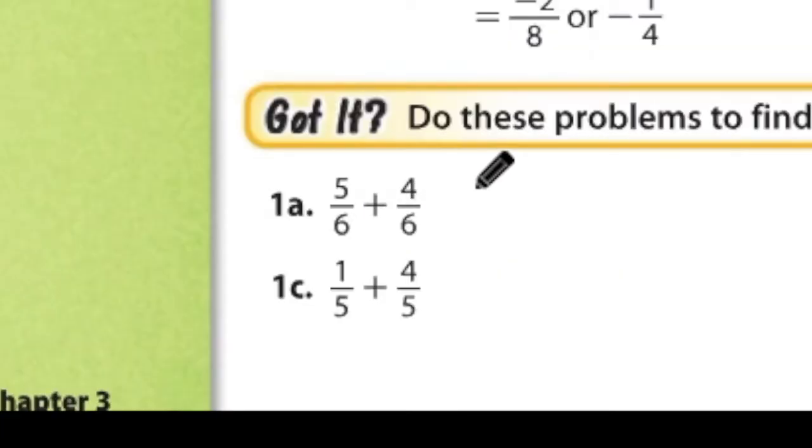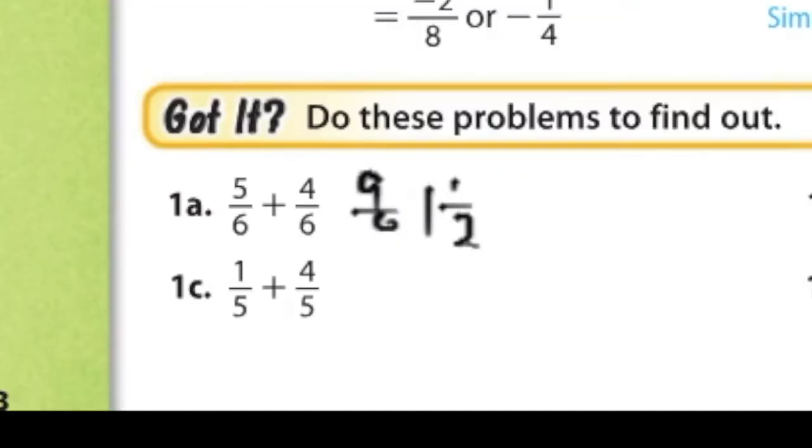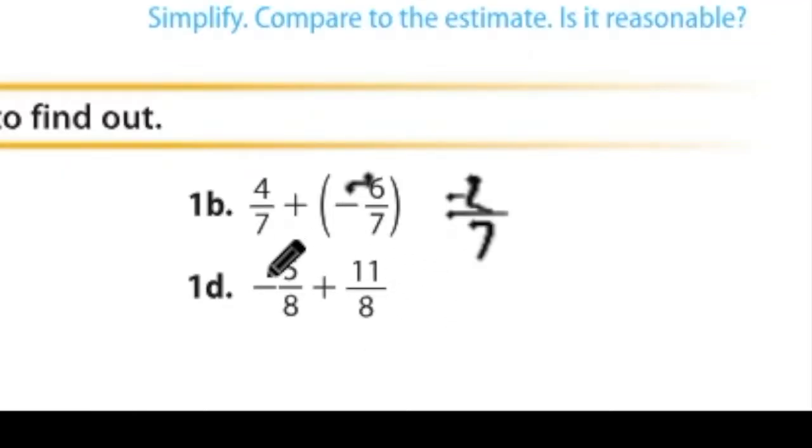For 1a, we have 5 plus 4, which is equal to 9, and 9/6 reduces to 1 3/6, or 1 1/2. For 1b, we'll assign that negative sign to the 6, so we have 4 plus negative 6, which is a negative 2. Keep the same denominator, 7. For 1c, we have 1 plus 4, which is 5, and the denominator is 5, and 5 divided by 5 is equal to 1. And 1d, assign that negative sign to the 5. Negative 5 plus 11 is 6, and 6/8 reduces to 3/4.